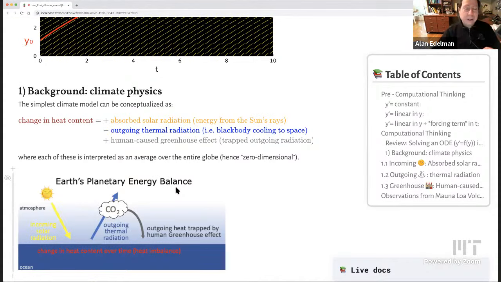And in the old days, of course, it was linear fits and polynomial fits. Nowadays, people fit with a neural network. But I'll talk about that a little bit more later. Let me talk about the simple, this is sometimes called the zero-dimensional model, or the energy balance model of the Earth. Zero-dimensional model means that we just think of the Earth as one point, like the average temperature. There's no difference between Boston and the Middle East or something, right?